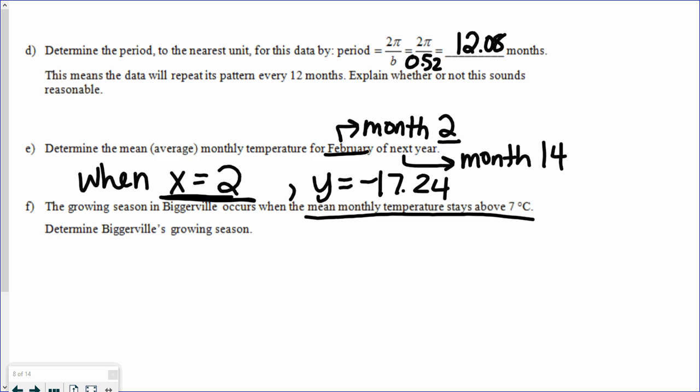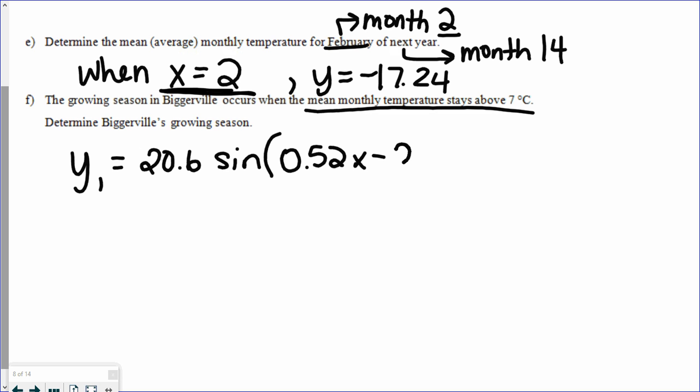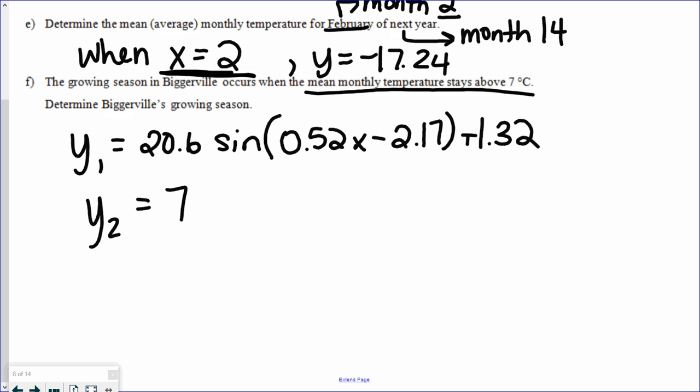So what we need to figure out is when in the course of a year the temperature is above 7 degrees Celsius. What we're actually going to do is you have your equation in y1. So again, your equation is 20.6 times the sine of 0.52x minus 2.17 plus 1.32. And in y2, we are going to put in a value of 7 because we want to figure out when it will be above 7.